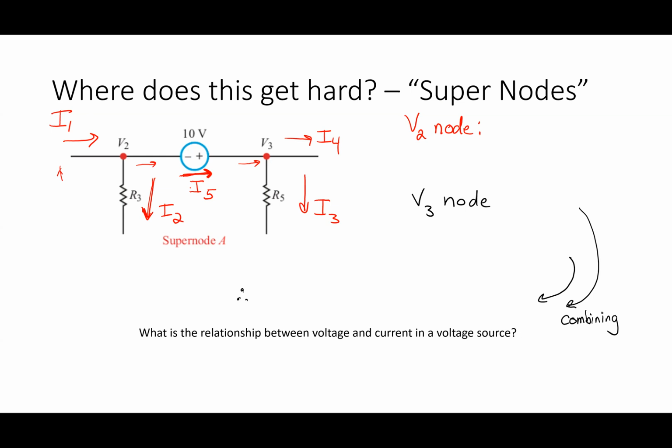Okay. So the way this looks, if you look at problem 1 on the first exam, it had a supernode. Actually, it had a supernode with 2 voltage sources.